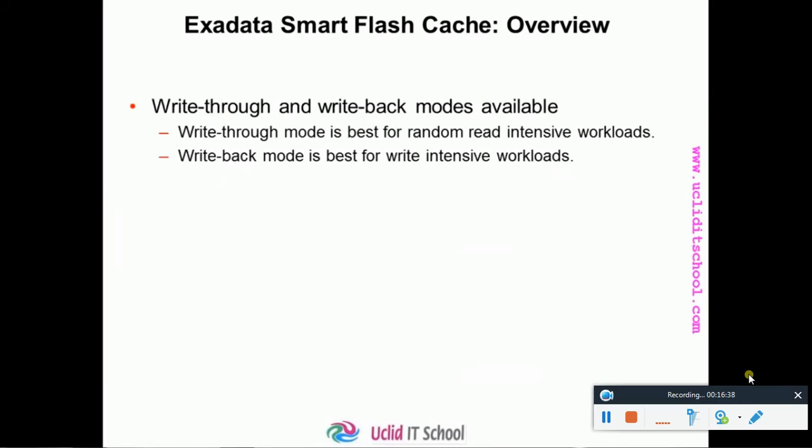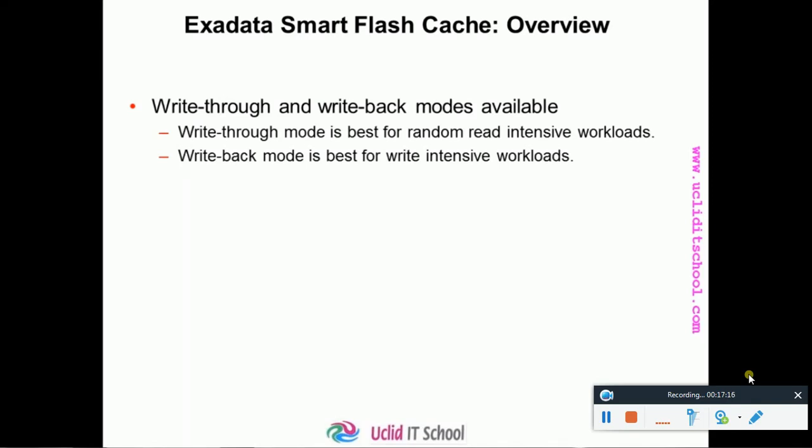The flash cache can be configured in two modes: write through mode and write back mode. Like for a database, you have log mode, archive log mode, no archive log mode. Similarly, for the storage server, flash cache can operate in one of two mutually exclusive modes: write through or write back. Write through is the default mode, and it is best for random read intensive workloads.